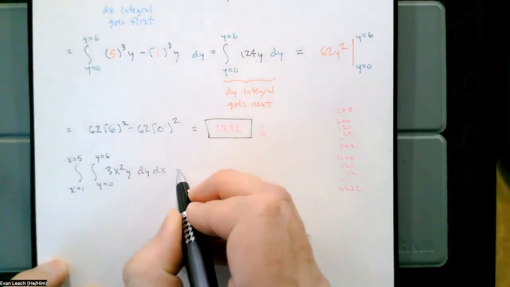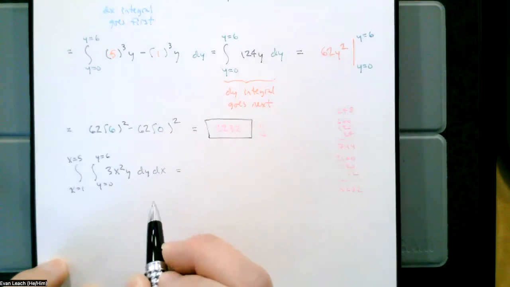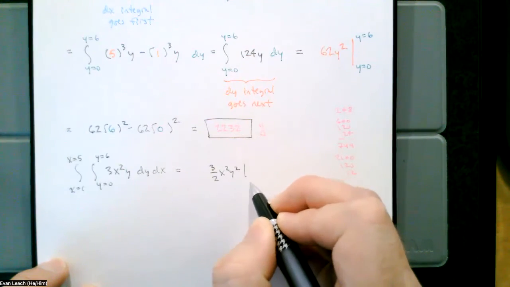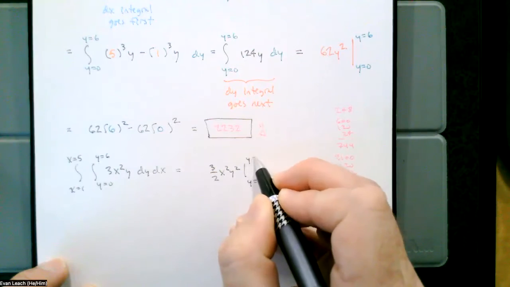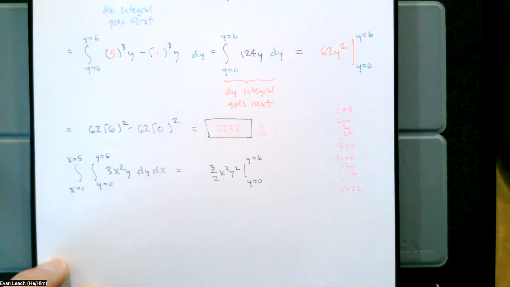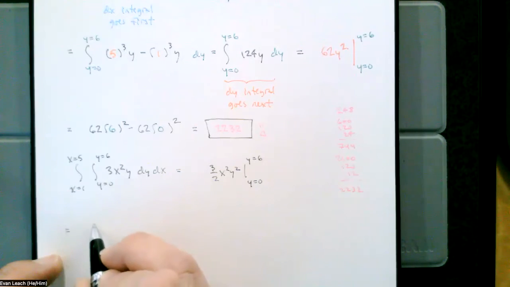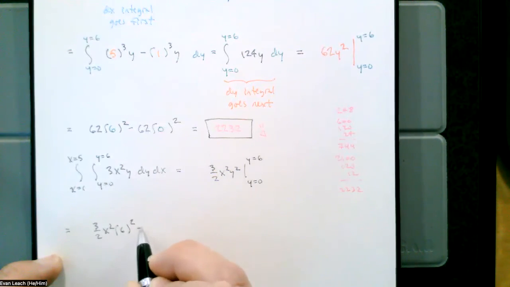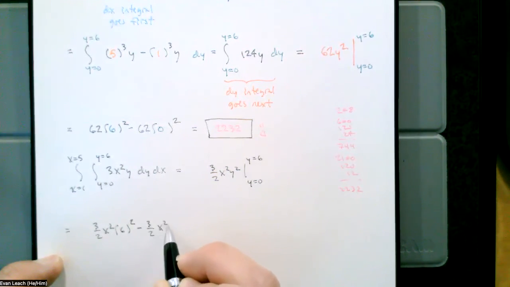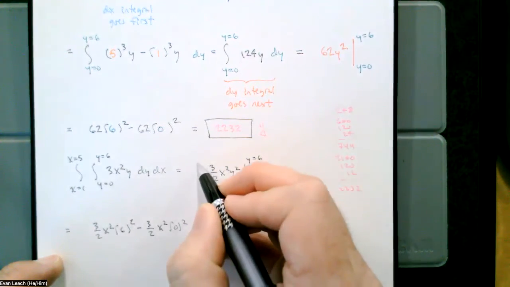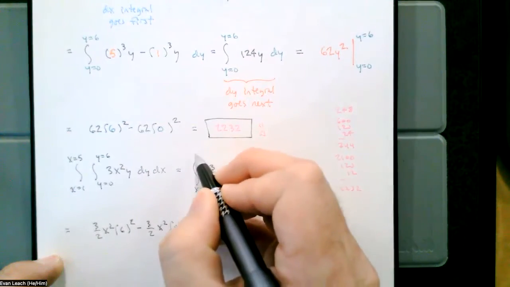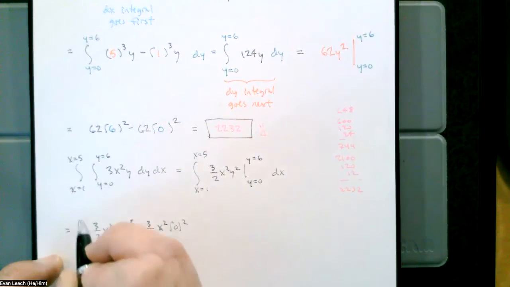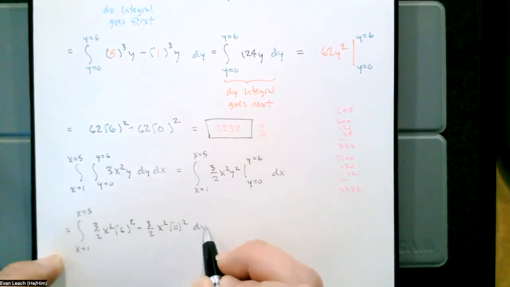First, we're going to do the dy integral. The integral of 3x squared y with respect to y is 3/2 x squared y squared evaluated from 0 to 6. So we're going to have 3/2 x squared times 6 squared minus 3/2 x squared times 0 squared. Now this is still an integral as x goes from 1 to 5 dx.